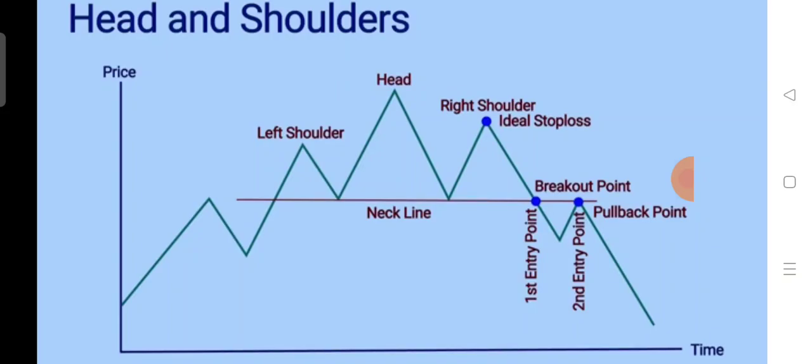Now, once the price breakdown is there and the price is moving downwards, the target, that is the theoretical target of the move, is the distance between the neckline and the head. So from the breakdown point, we add that distance in the downward direction and we get the target of the move.